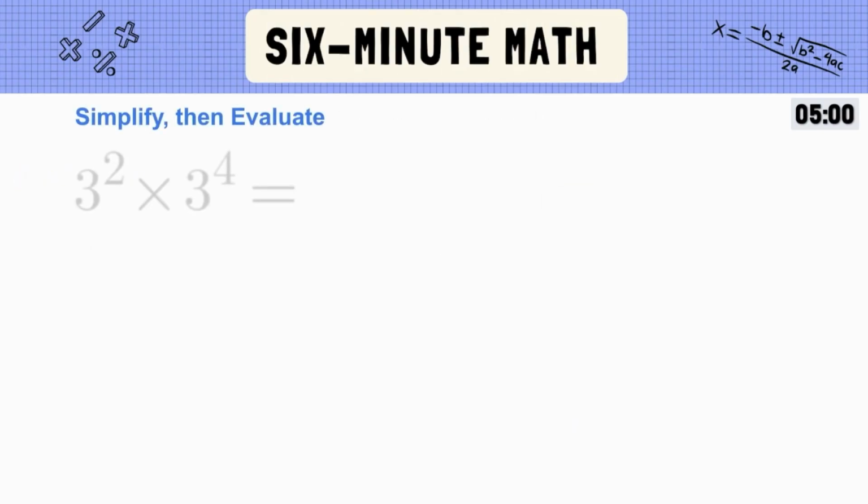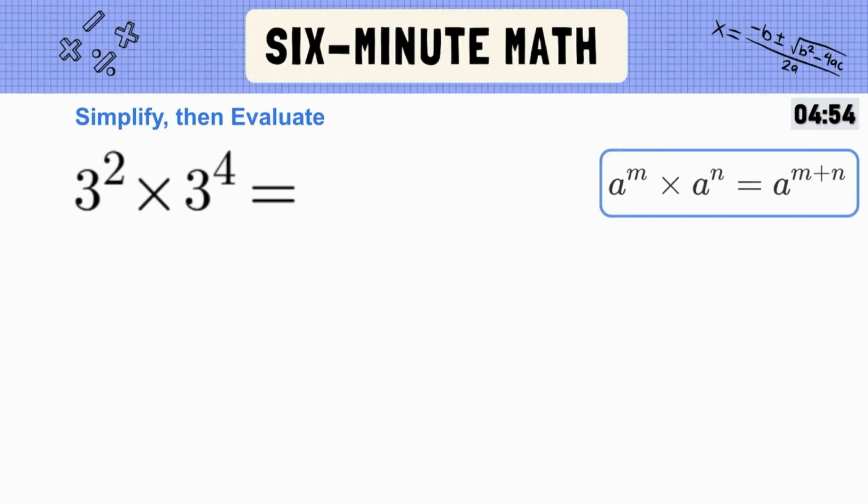We're going to simplify and then evaluate 3 squared times 3 to the power of 4. I have my exponent law here, and I know that I have the same base of 3, so that will be the base of my simplification, and then I add my exponents together. 2 plus 4 is equal to 6. I would then evaluate this, and 3 to the power of 6 is 729.